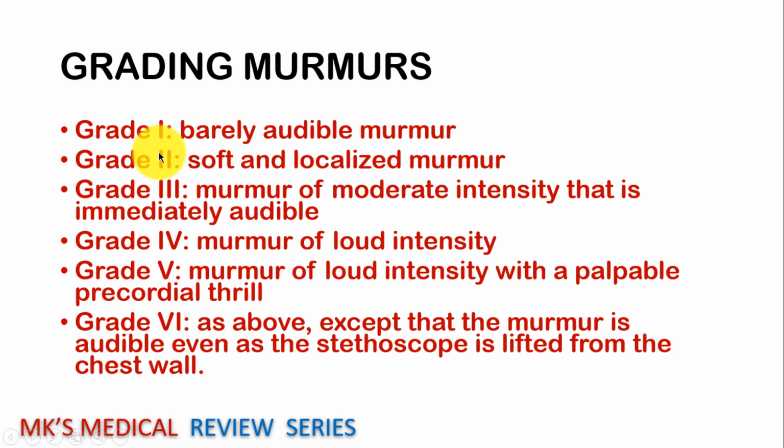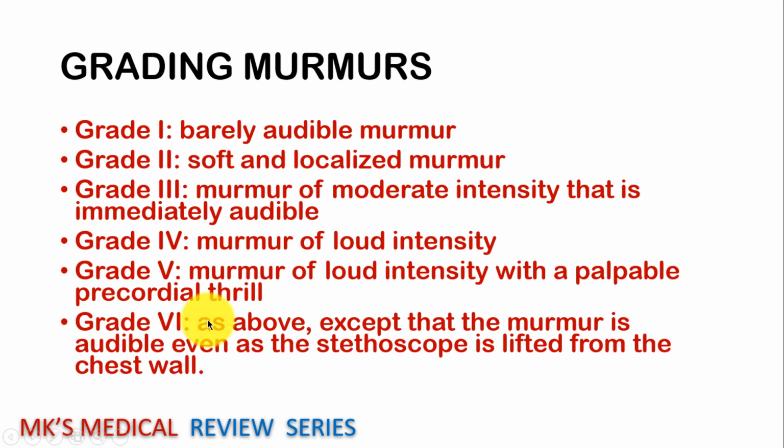Then, of course, a grade 2 is going to be a soft and localized murmur. A grade 3 is going to be a murmur of moderate intensity that is immediately audible. So it means that the systolic murmurs do not go beyond this grade 3. Then grade 4, the murmur is going to be of loud intensity. Then grade 5, a murmur of loud intensity with a palpable precordial thrill. A precordial thrill is simply palpable vibrations that you can feel across the chest when you palpate. So it's a palpable murmur.